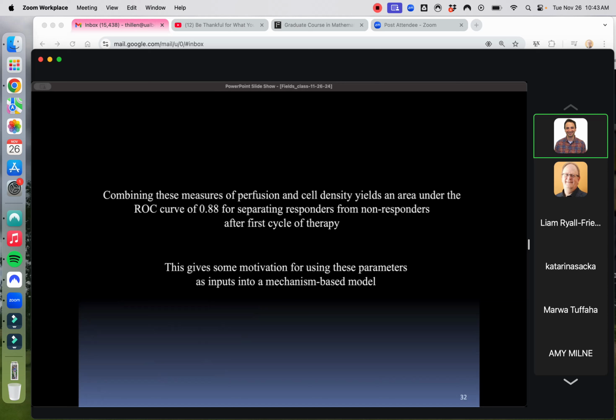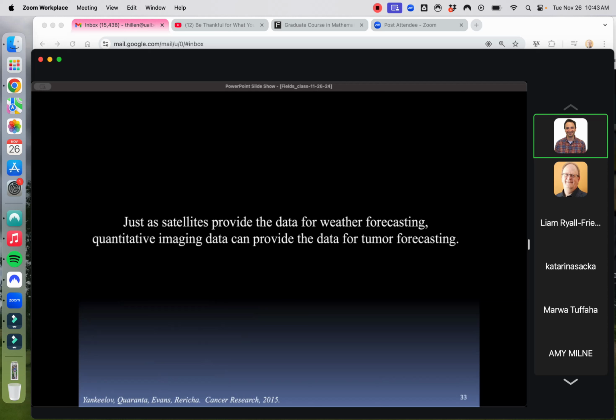So the metaphor that we started about 10 years ago, and if you get nothing else out of this, I'd encourage you to look this one up, because if I toot my own horn, I think it's a nice display of where we need to go in oncology. So just as satellites provide the data for weather forecasting, quantitative imaging data can provide the data for tumor forecasting.